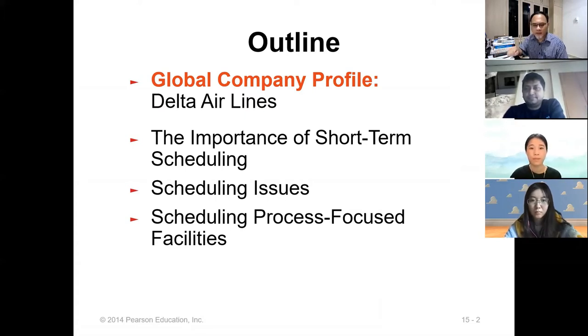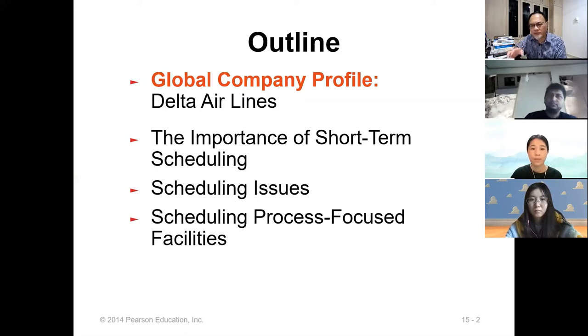aggregate planning, and then master production scheduling, which is the planning stage, a lot of planning on how much to produce and when to meet the deadlines. So this is much more detailed, further detail into the production and also the manufacturing, or even scheduling for services. Okay, so it's short-term scheduling.